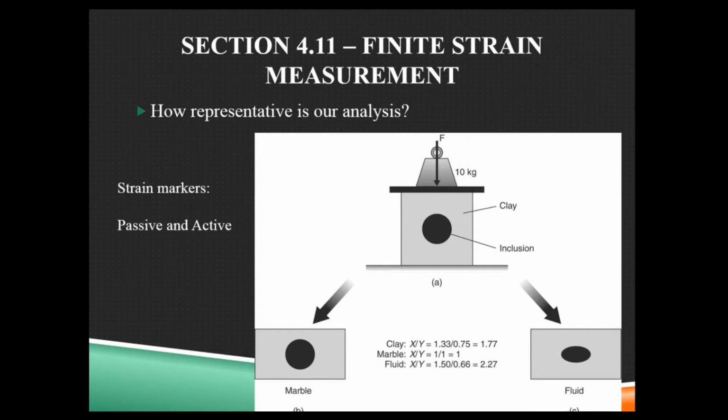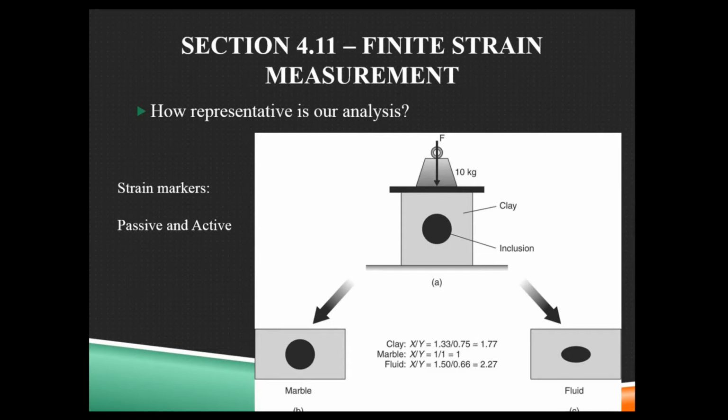So how are we going to know what's going on? I talked about, hey, there's a concretion or there's a fossil, there's something that got squished. But does everything distort the same? No, of course not. So we have to be careful. We have two types of strain markers, things that we can look at to figure out what happened: passive and active.